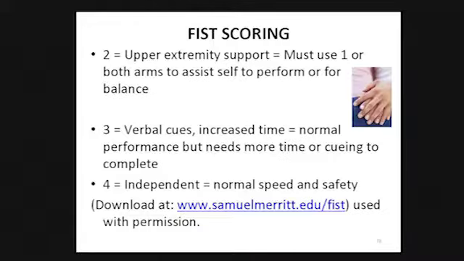Score of 2. Well, they could do it, but they have to use one or both arms to assist themselves so they don't fall down. 3 points for, oh, you gave them verbal cues or gave them a little extra time to do it. Normal performance, but it's a little slow, or maybe you cued them a little bit. 4 points for independent. They could do it on their own.